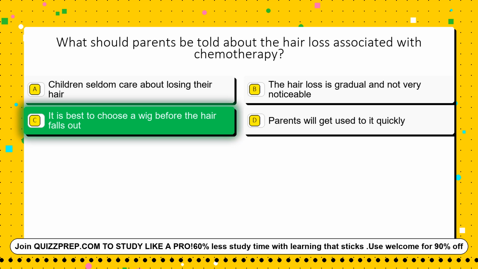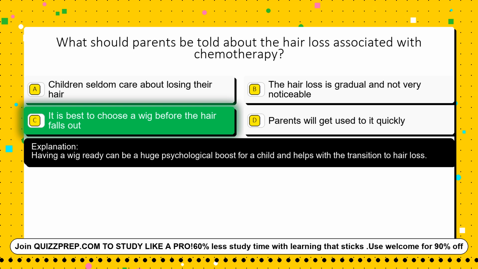The correct answer is option C. It is best to choose a wig before the hair falls out. Having a wig ready can be a huge psychological boost for a child and helps with the transition to hair loss.